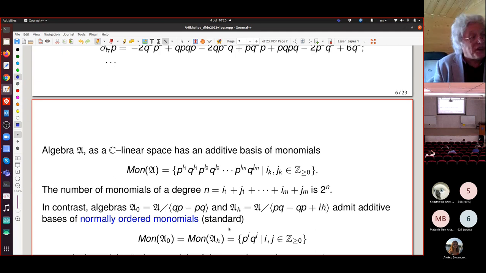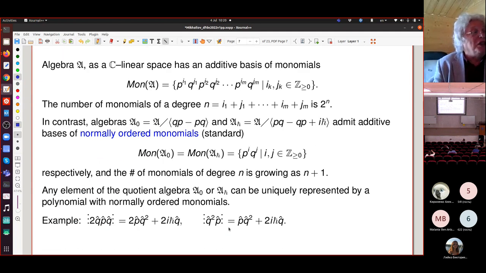So there are some things in common with the classical equations. What is the major difference between classical, quantum, and the free algebra? The major difference is in the structure of the algebra. In the free algebra, we have an additive basis of monomials. So any element of the algebra is a sum of monomials with complex coefficients, and any monomial is a word written in the alphabet P, Q. So we can say some number i1 of P, j1 number of Qs, etc. So arbitrary words: we write a finite number of P and Q in arbitrary order.